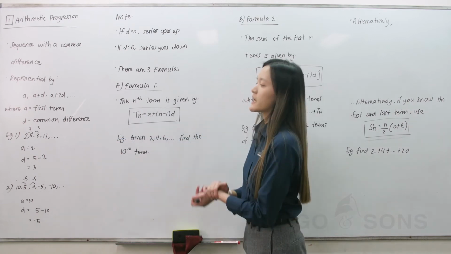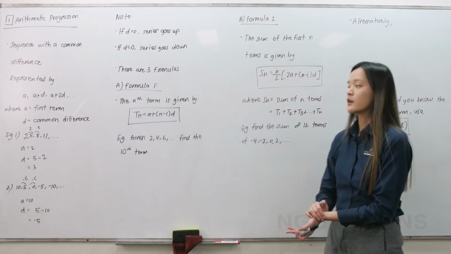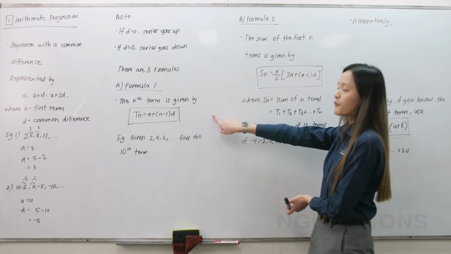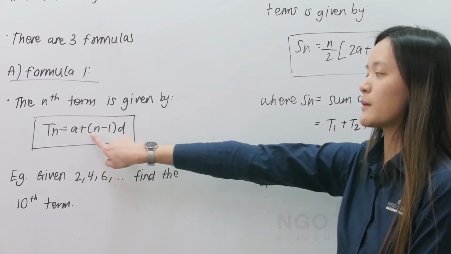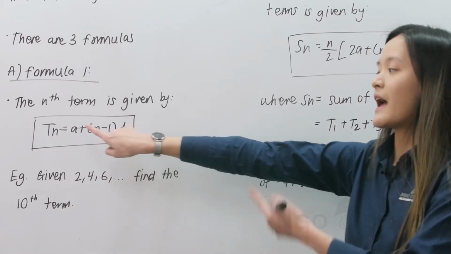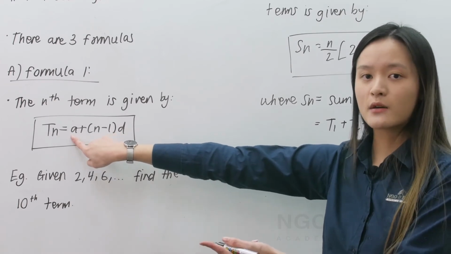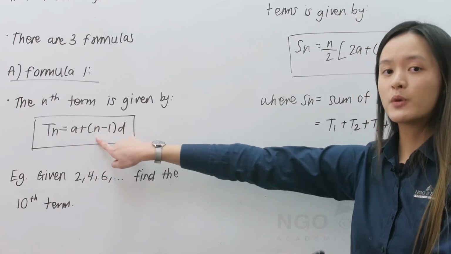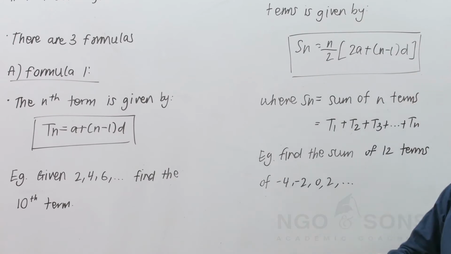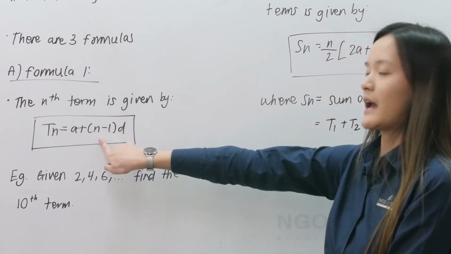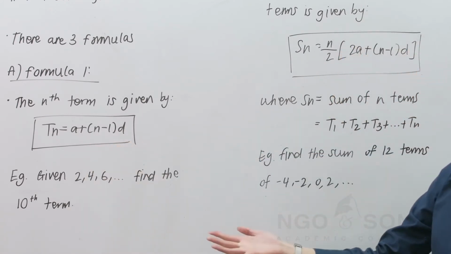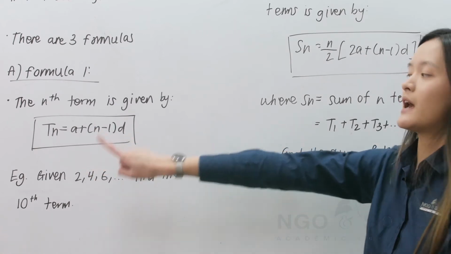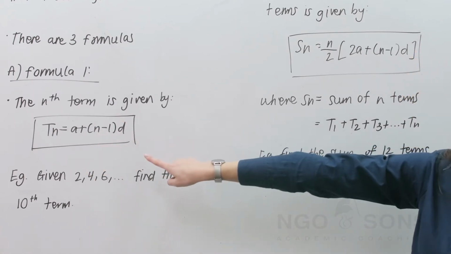So what I'm going to teach you is a shorter method through a formula. And the formula is Tn equals A plus (n minus 1) D. A is the first term in the sequence. N is the term you want to find. So for example, if you want to find the 10th term, N is 10. If you want to find the 100th term, N is 100. And D is my common difference.